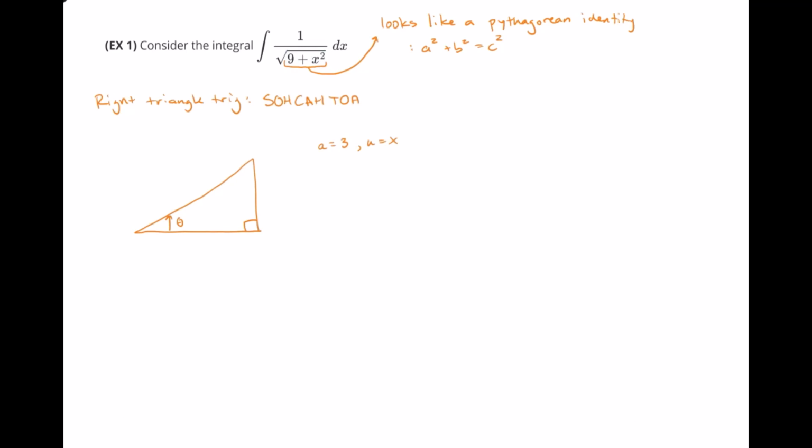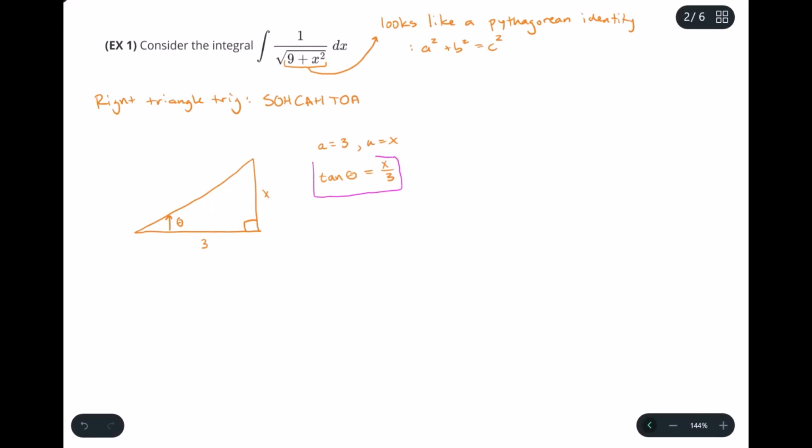And that I can think of as two sides of this triangle. So for instance, if I let this side be 3 and this side be x, then what I could notice is that the tangent of my angle theta would be x over 3. All right, so that's actually a key thing here, and I'll go into details about this a bit later.